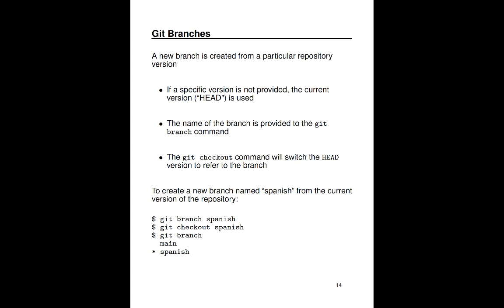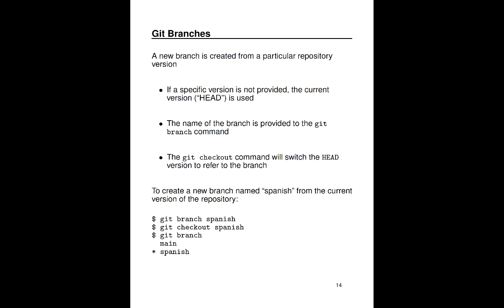Now, when you create a branch, you specify the particular version that you want to create a branch from. Usually you create a branch, or maybe by default, you create a branch from the latest revision to a repository, but it's possible to pick and choose any repository revision and create a branch from that.